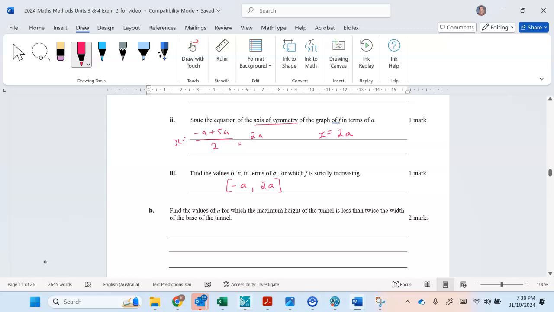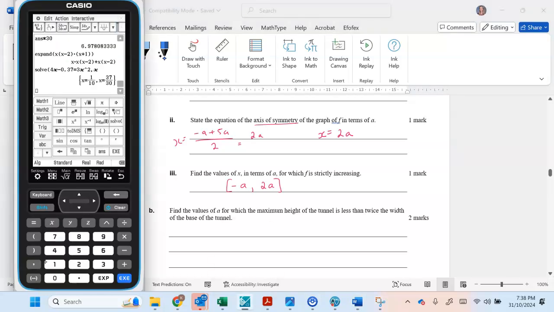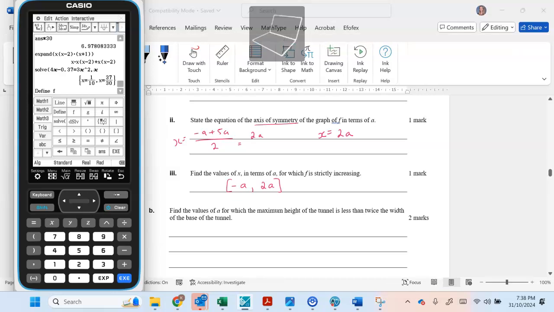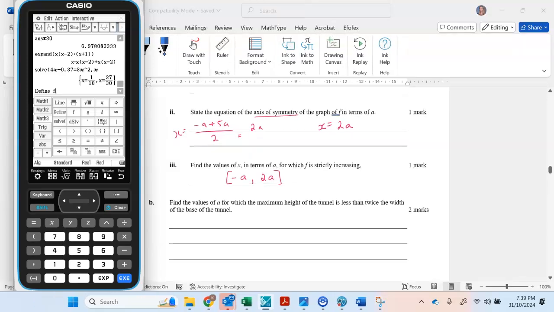So on my calculator, I'm just going to put that in. I feel like I should define it. So define f of x equals negative 2 on 9, x plus a, x minus 5a. All right, so we want f of 2a.